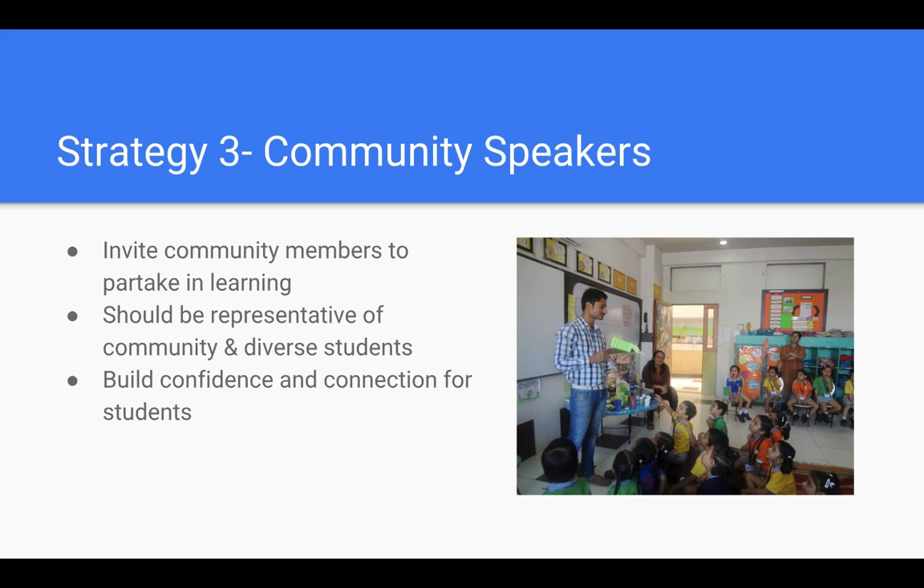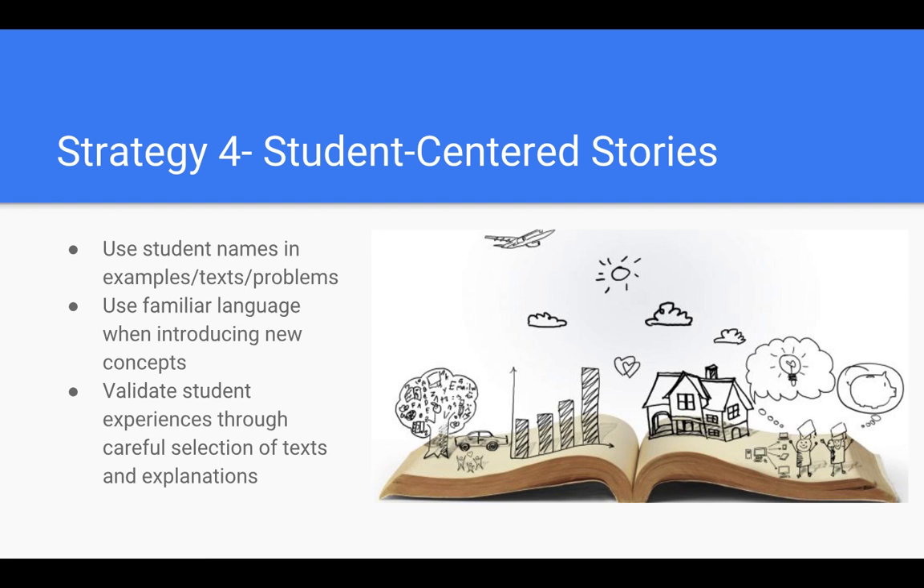Strategy 3: invite community members to partake in learning. They should be representative of the community and diverse students. Build confidence and connections for students. Strategy 4: use students' names and examples in text and problems. Use familiar language when introducing new concepts. Validate students' experience through the careful selection of texts and explanations.